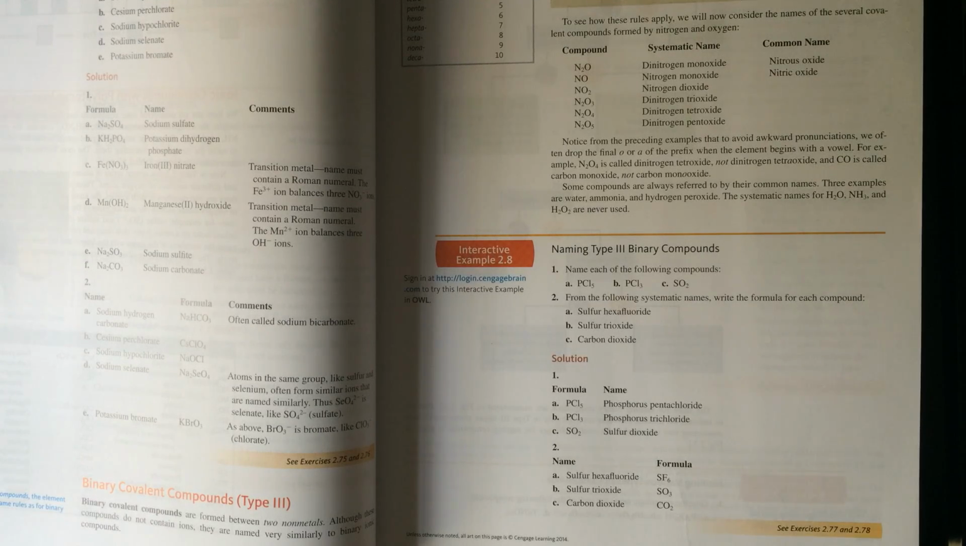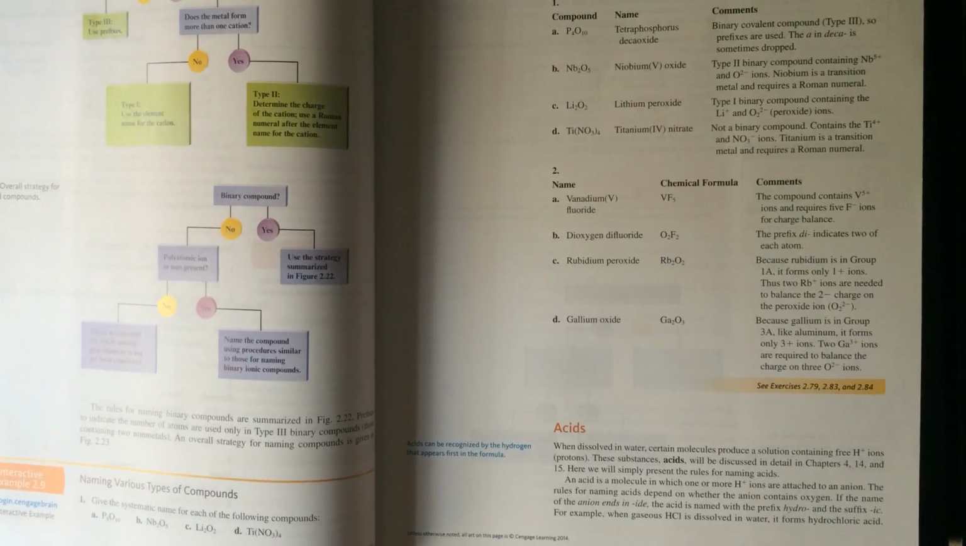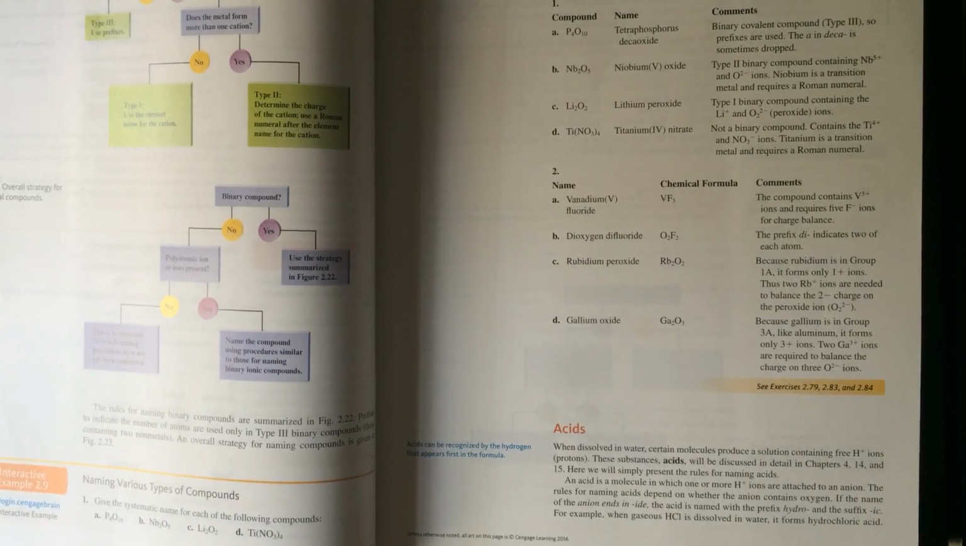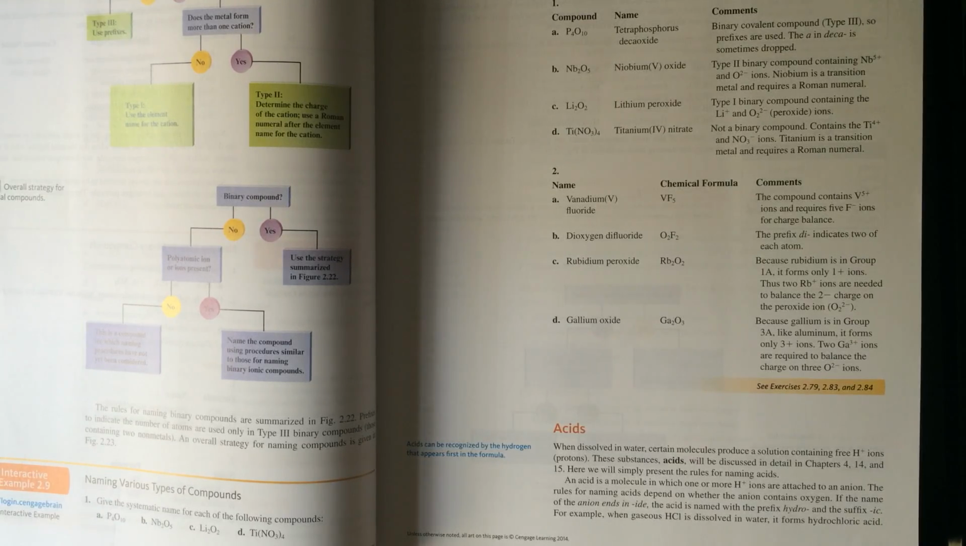Some compounds are also referred to by their common names. Three examples are water, ammonia, and hydrogen peroxide. The systematic names for H2O, NH3, and H2O2 are never used. The rules for naming binary compounds are summarized in Figure 2.22. Prefixes to indicate the number of atoms are used only in Type III binary compounds, those containing two nonmetals. An overall strategy for naming compounds is given in Figure 2.23.